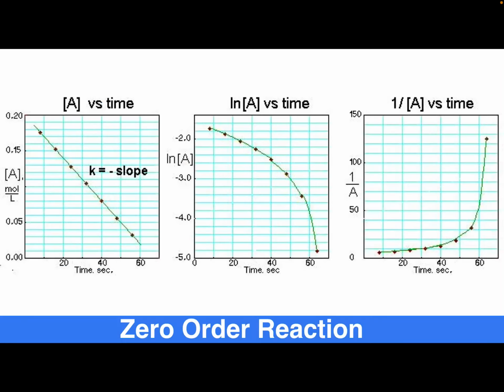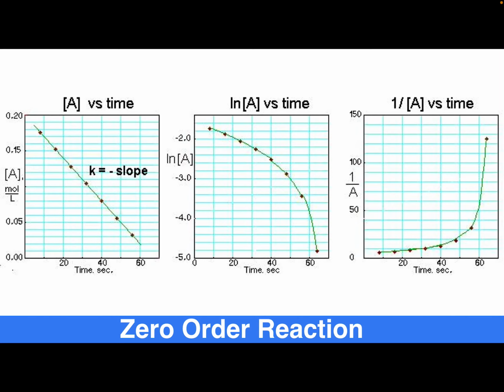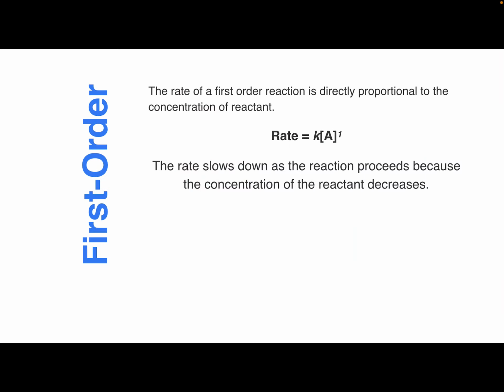Now, in a zero order reaction, the concentration of A will decrease linearly with time because the rate of the reaction isn't changing. It's going at a constant rate because it is the rate constant.